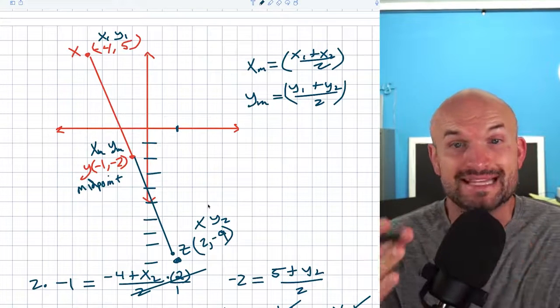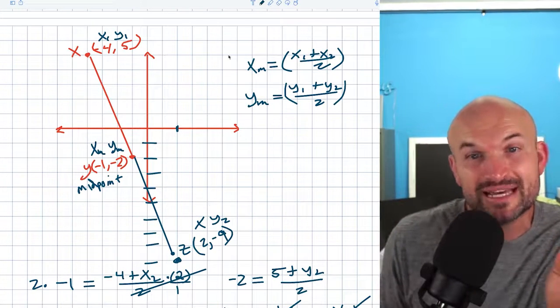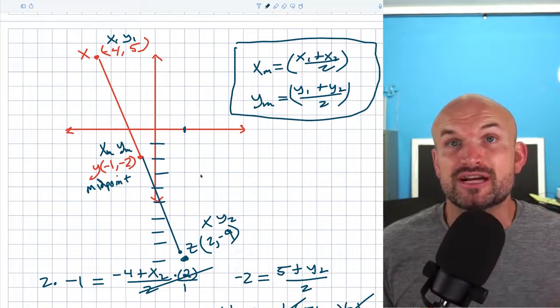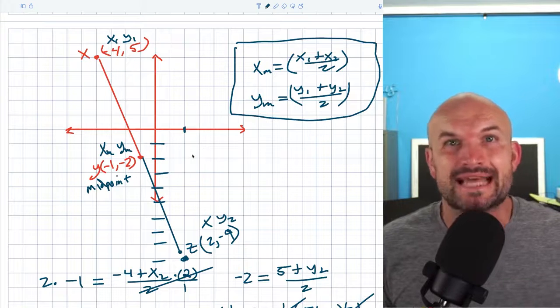So when you're given the midpoint and the endpoint, just make sure you're using these midpoint formulas to help you find the other endpoint. And make sure you're careful with your inverse operations as well as to label everything.